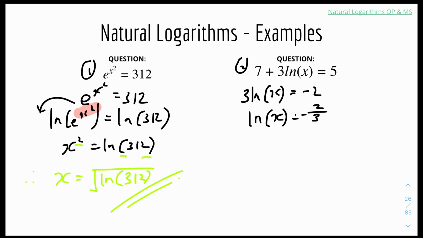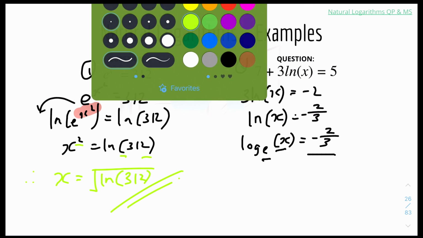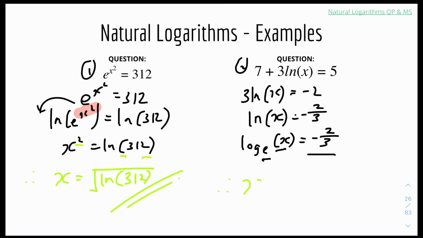And we can rewrite ln as log base e because we're trying to find x. So to convert this log into its normal form, we do e to the power of this equals x. That's how we solve for x, which is just x equals e to the power of minus 2 over 3. And that's how we solve for x.